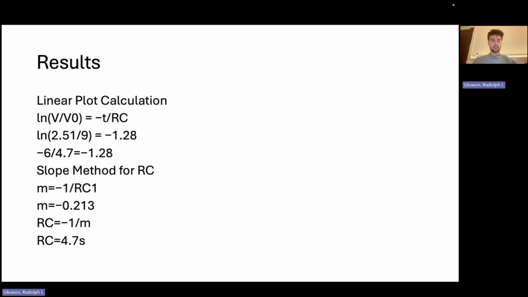To calculate RC from the slope, the slope is equal to negative 1 over RC. So the slope is going to be equal to negative 0.213, where RC is going to equal negative 1 over the slope, so RC equals 4.7 seconds.